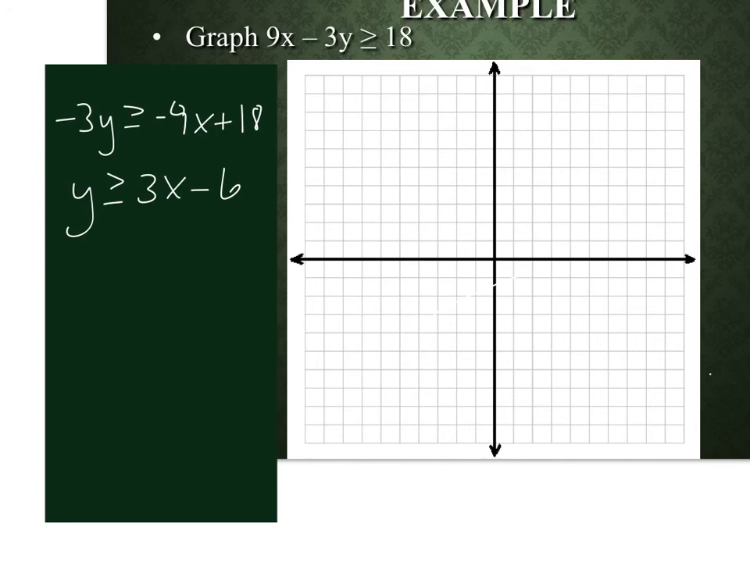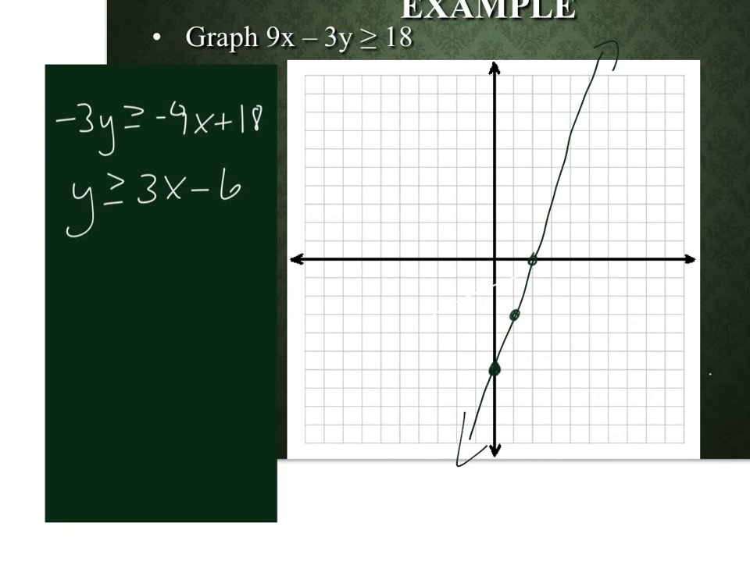So now I know that my y-intercept is negative 6. 1, 2, 3, 4, 5, 6, negative 6. And my slope is 3. Also know, by looking at this equal sign, that this is going to be a solid line. So I'm going to draw a solid line here to the best of my ability.